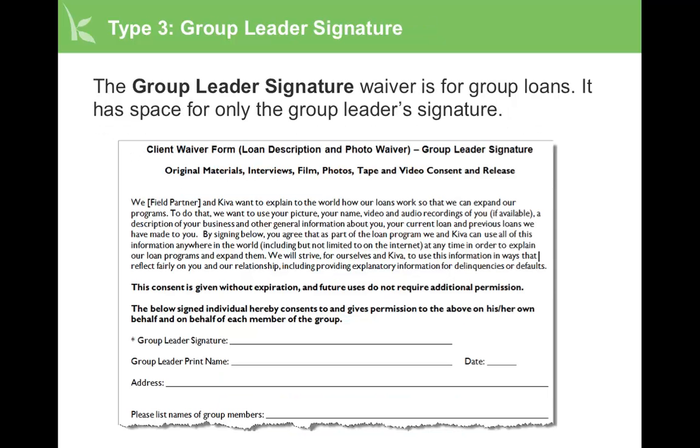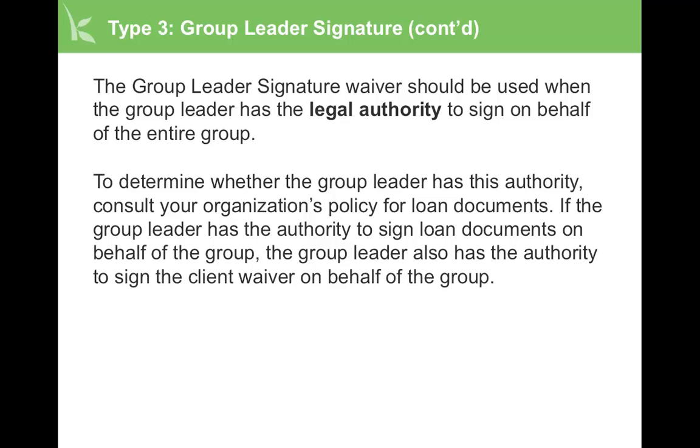Finally, the third type of waiver is the group leader signature waiver. It should be used for group loans, and it has space for only the group leader's signature. The group leader signature waiver should be used when the group leader has the legal authority to sign on behalf of the entire group. To determine whether the group leader has this authority, consult your organization's policy for loan documents. If the group leader has the authority to sign the loan documents on behalf of the group, the group leader also has the authority to sign the client waiver on behalf of the group.